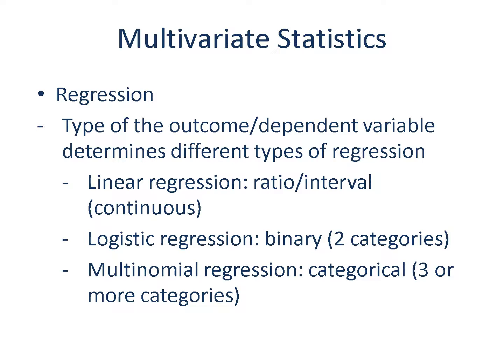There are various regression models, and the choice of a particular model depends on the type of the outcome or dependent variable. When your outcome variable is a ratio or interval variable, then you will employ a linear regression, which is the most common regression model. On the other hand, if your outcome variable is a binary variable, meaning that it has only two categories, such as yes or no, then you will use a logistic regression. Finally, if your outcome variable is a categorical variable with three or more categories, then you will employ a multinomial regression.